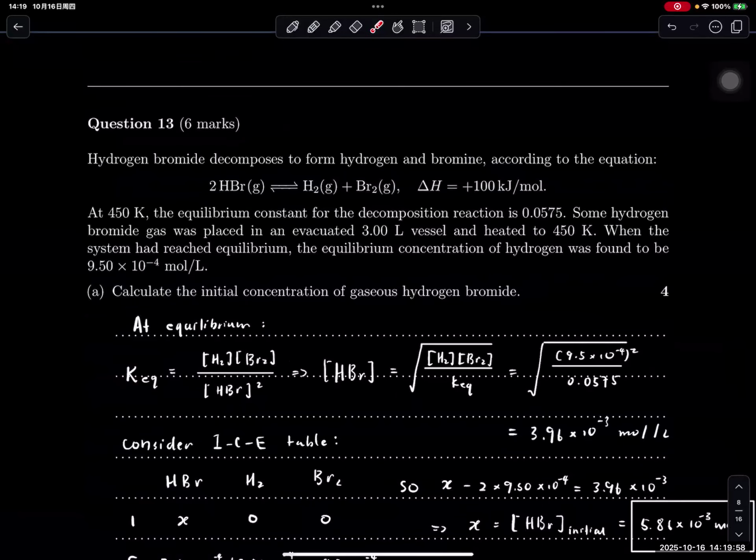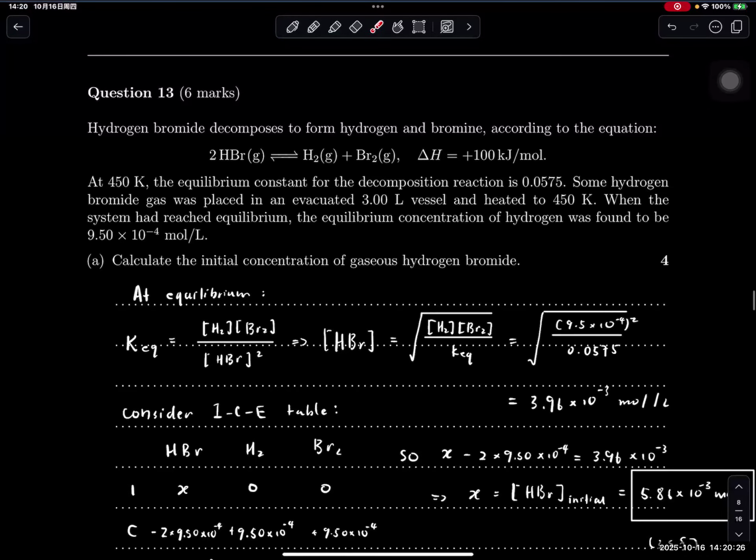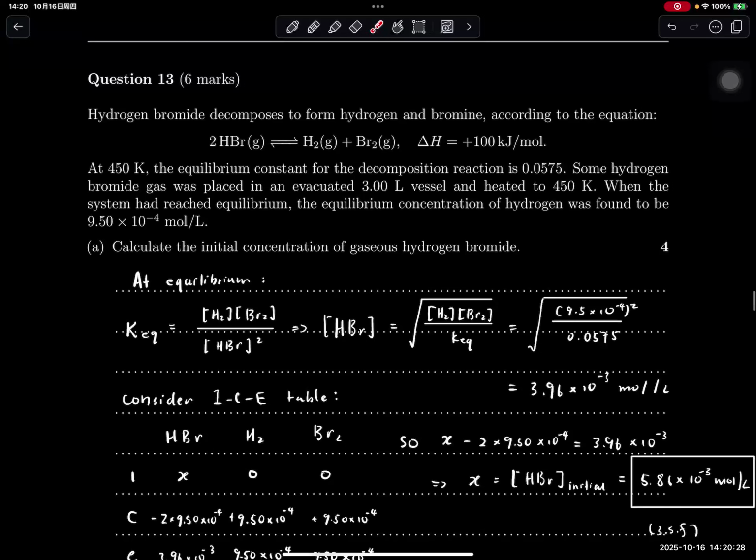Question 13 gives you this equilibrium reaction, and it's endothermic in the forward direction. It tells you the equilibrium constant, and it also tells you a bunch of other things, such as the volume of the vessel, and the final equilibrium concentration for hydrogen. So there's a lot of information here. I want you to practice using your ICE table for this question.